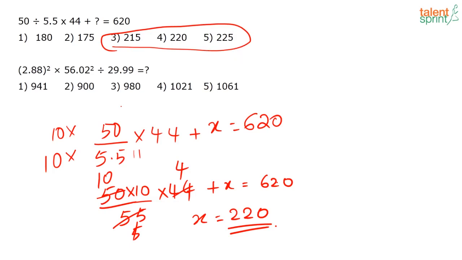If the options were like 180, 175, 220, 300, 400, then you know the answer is somewhere near 200 and you can approximate this as 5. But when the options are close and you approximate, you end up getting the wrong answer in this question. So look at the options. Whenever the options are very close to each other, approximation might not be a good method. I hope it is clear to you what I just explained. Okay, now let's move on to the next question.